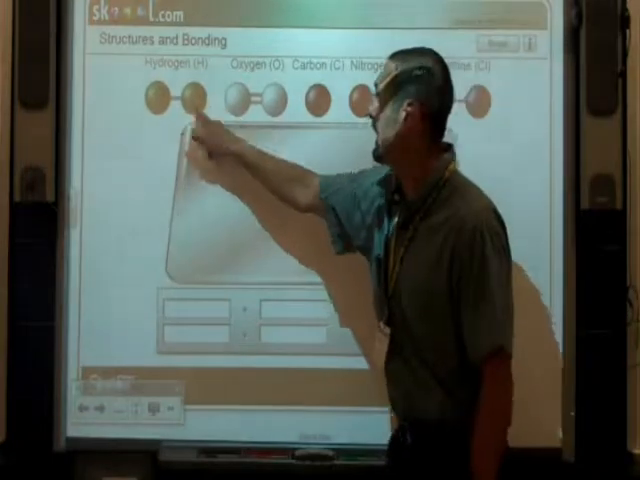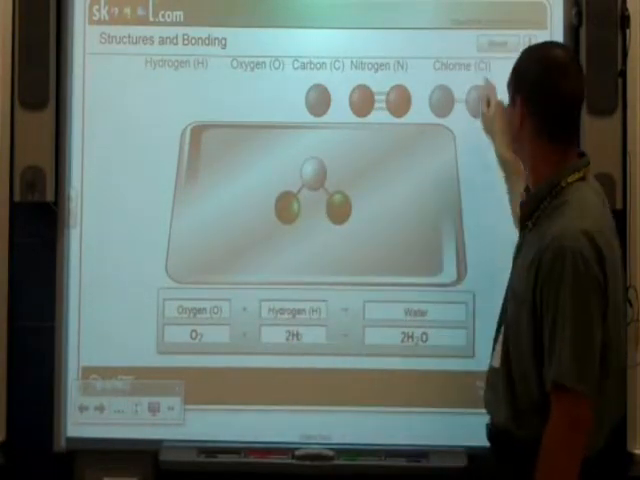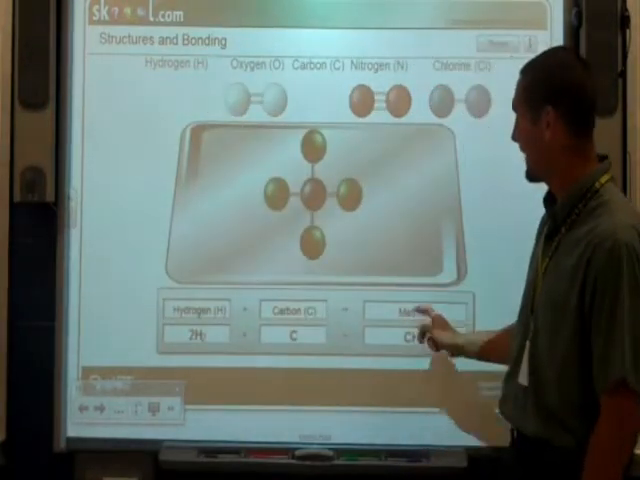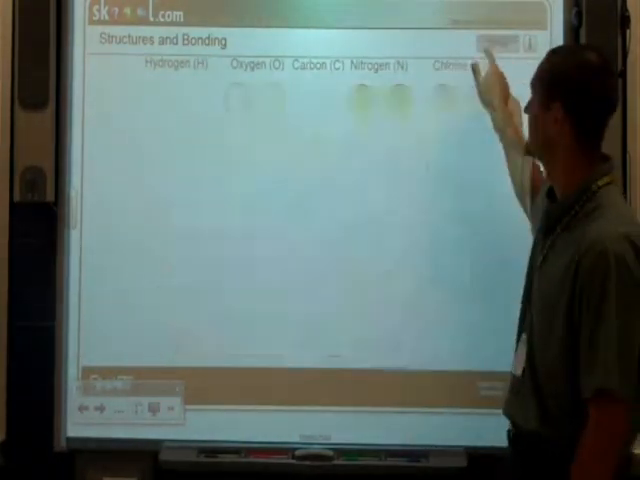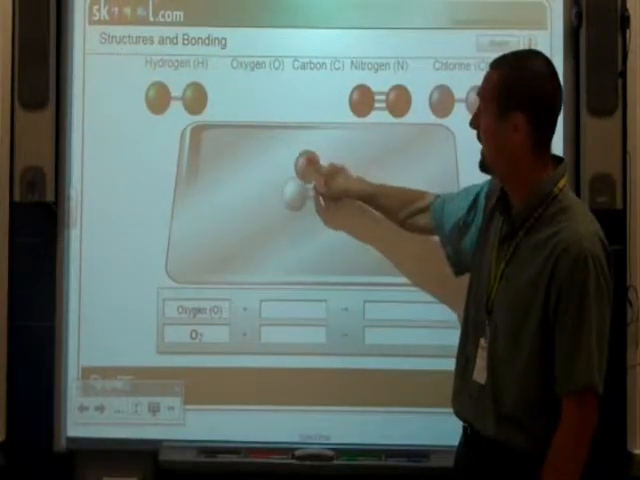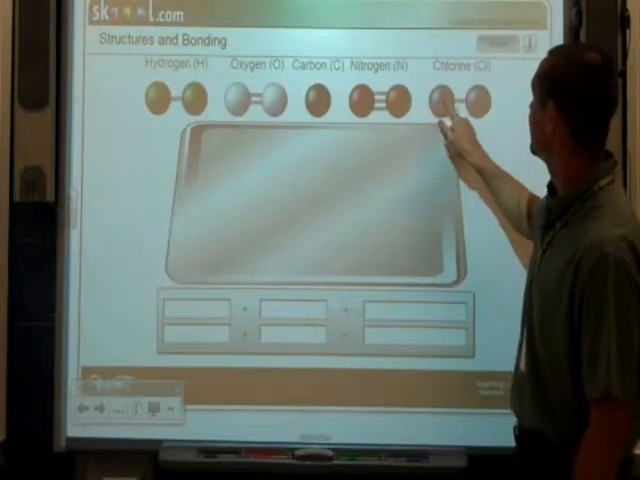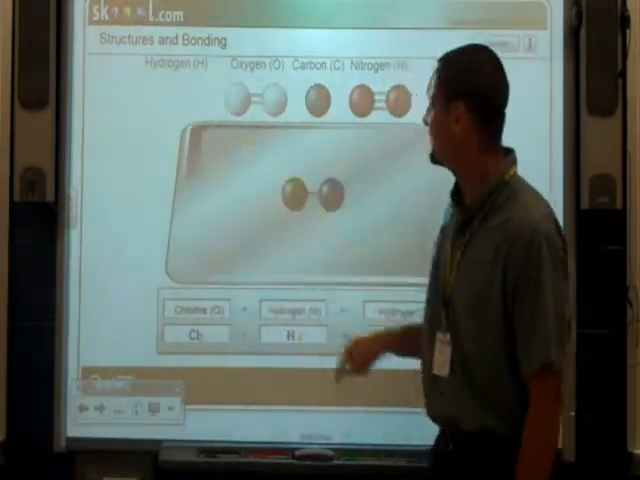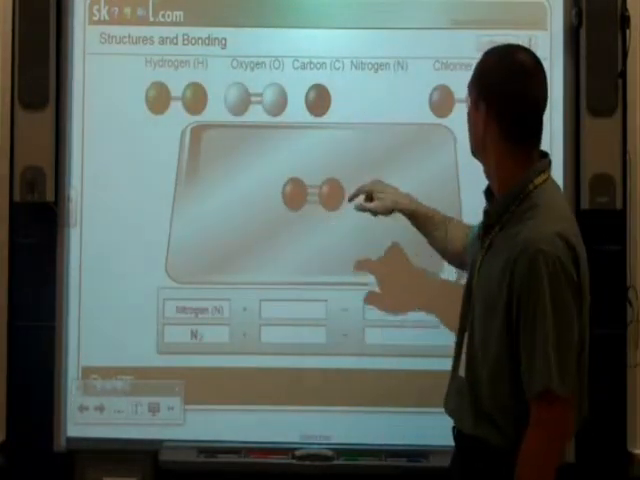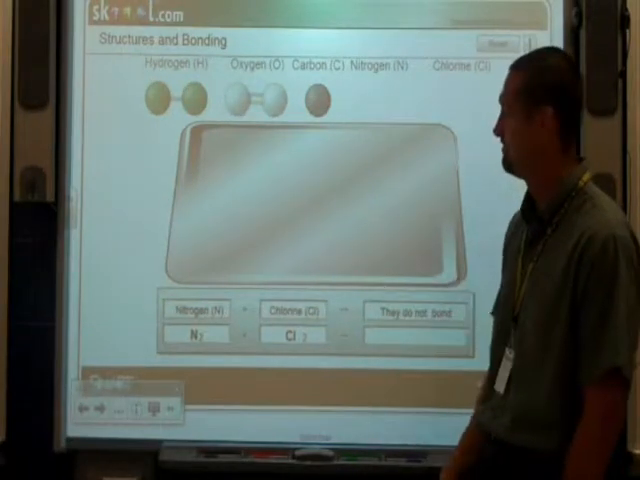So for example, if I take hydrogen and oxygen, I can get water. I can take some hydrogen and carbon, I can get methane gas. I can take oxygen and carbon and get carbon dioxide. I can take chlorine and hydrogen and get some hydrogen chloride. I can take nitrogen and chlorine and they don't bond together at all.